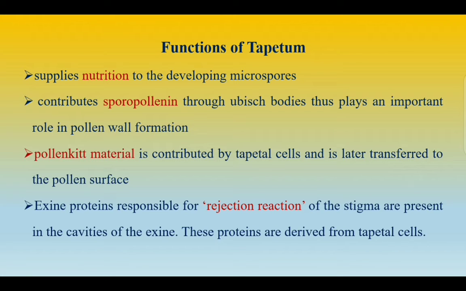Next are the functions of the tapetum. The first major function is that it supplies nutrition to the developing microspores. It contributes sporopollenin through Ubisch bodies, thus playing an important role in pollen wall formation. Also the pollen kit material is contributed by the tapetal cells and is later transferred to the pollen surface. Another function is that the exine proteins, which are responsible for the rejection reaction of the stigma and are present in the cavities of the exine, are derived from the tapetal cells. So these are the major functions of the tapetum.